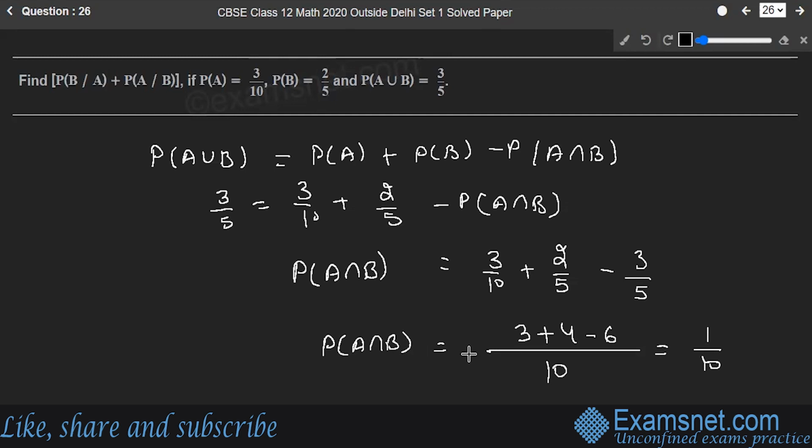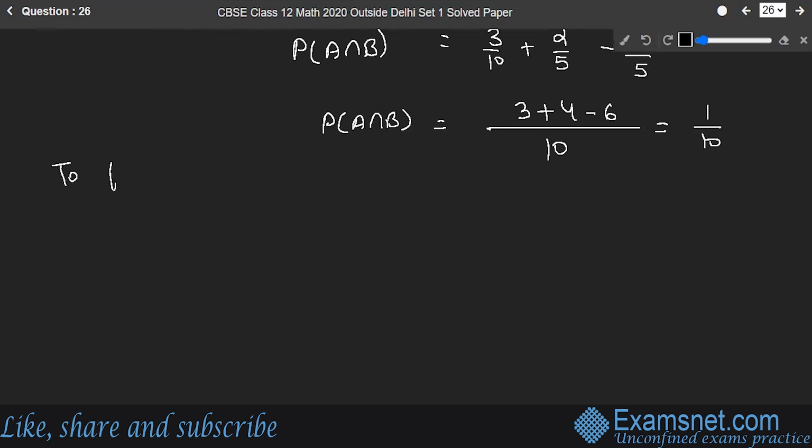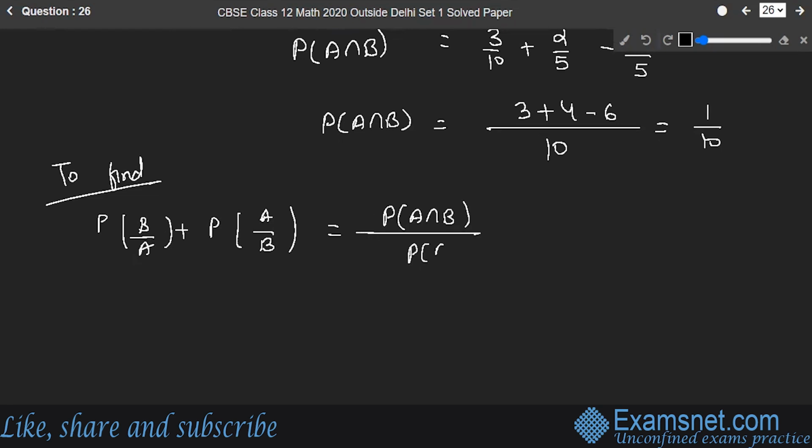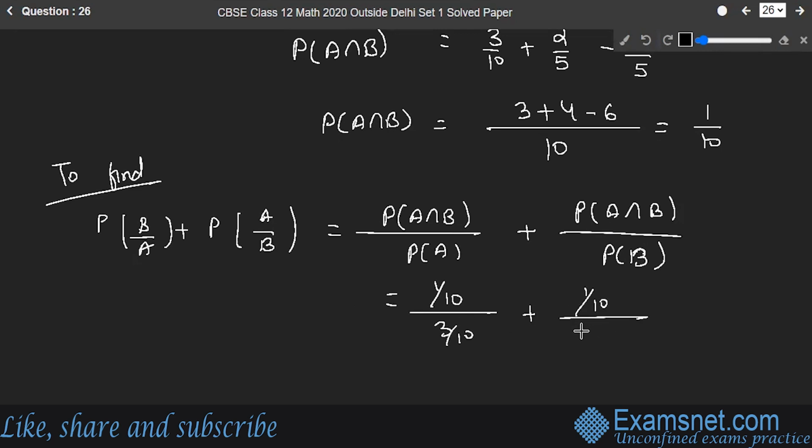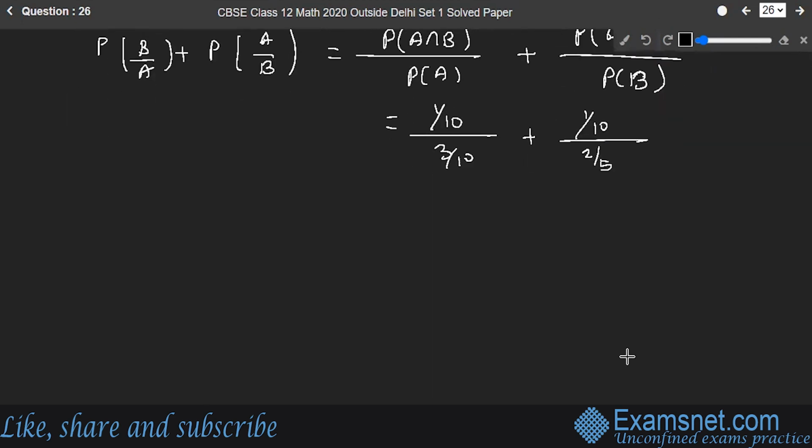Right. Now what you have to find is P(B upon A) plus P(A upon B). This is equal to P(A intersection B) divided by P(A) plus P(A intersection B) divided by P(B). Right. So this is 1 by 10 divided by 3 upon 10, plus 1 upon 10 divided by 2 upon 5, which will be 1 by 3 plus 1 by 4. So the answer will be 7 by 12. Hope you understood that. Let's move to the next question, 27.